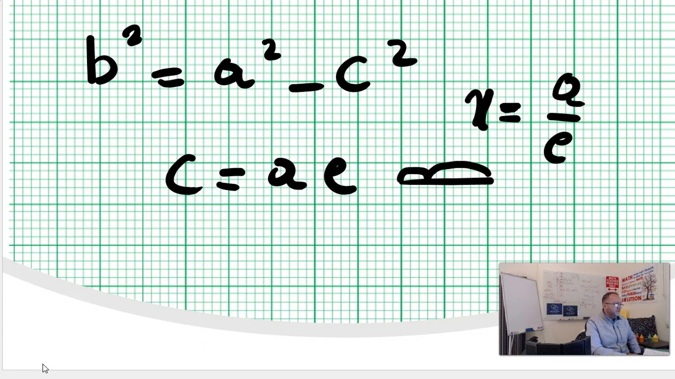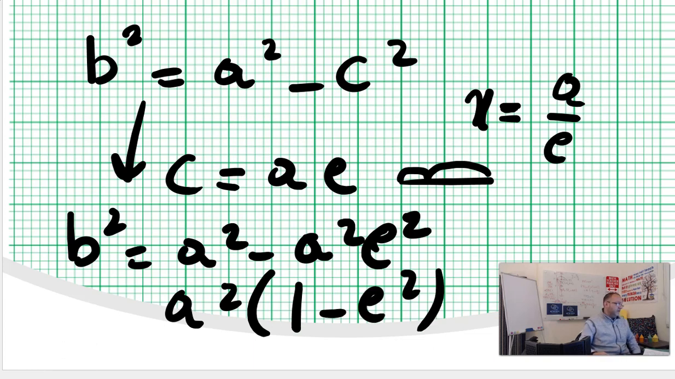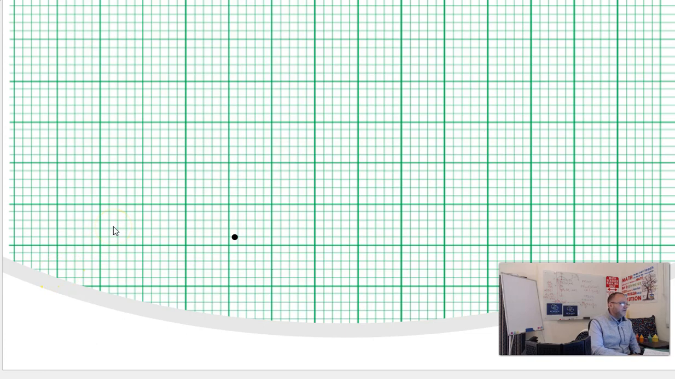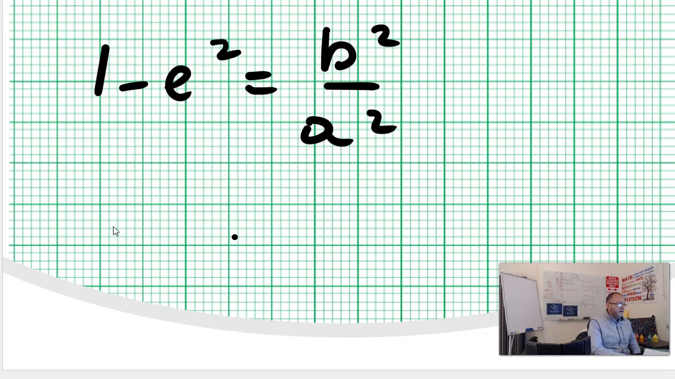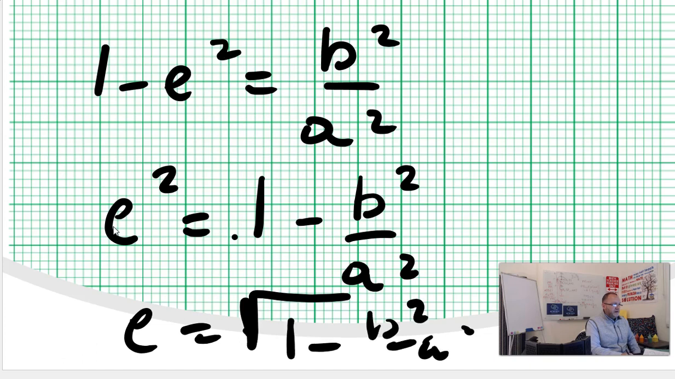Remember the most important one, this one, I said we do like this. And then we take a, and we get 1 minus e squared. And then you take the 1 minus e squared to the other side. If you take it like this, it is going to equal what? b squared divided by a squared. And then you get e squared equals 1 minus b squared divided by a squared. And e equals the square root of 1 minus b squared divided by a squared. Okay, so that's all you need to know.